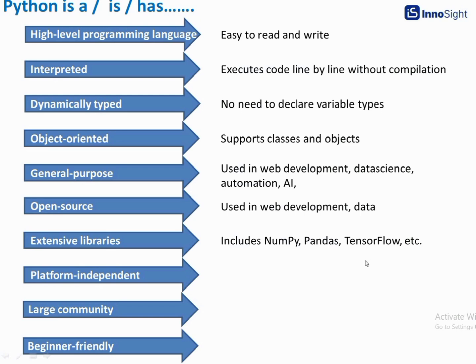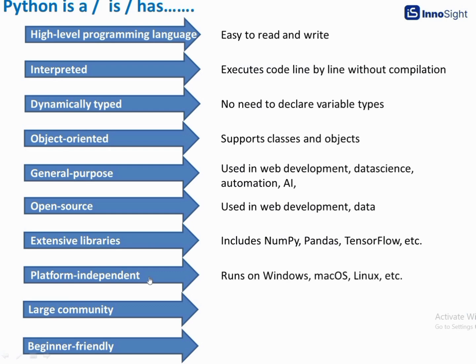And also Python has TensorFlow. This TensorFlow is also a library that is used to build artificial intelligence systems. So you see, Python is everywhere. Python is in the web, in data science, in automation, in artificial intelligence, machine learning, and so many more, right? Also, Python is platform independent.